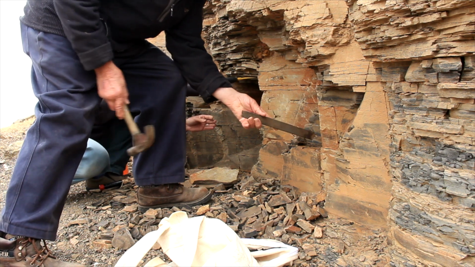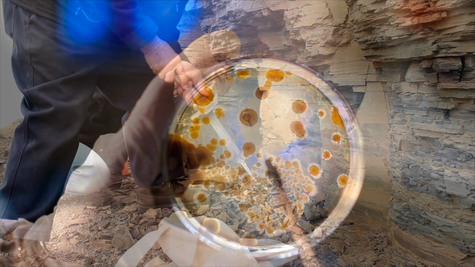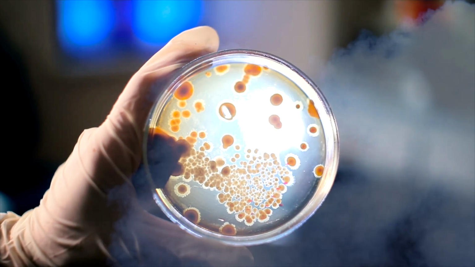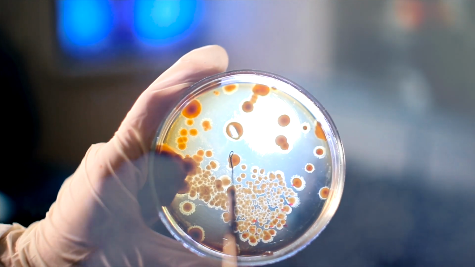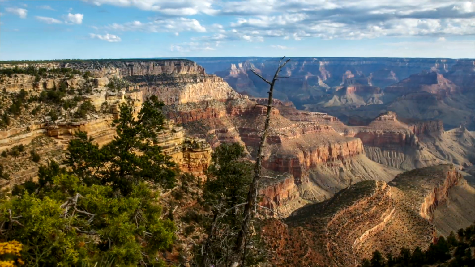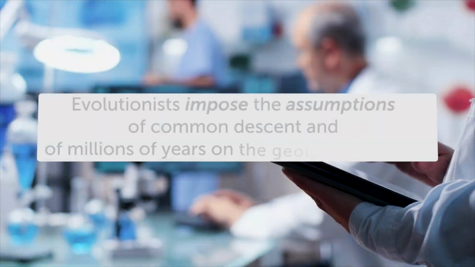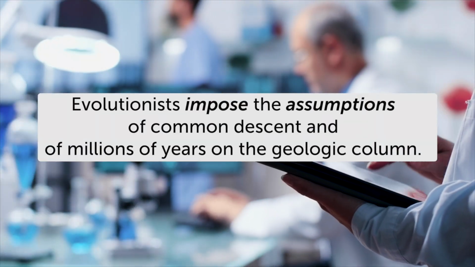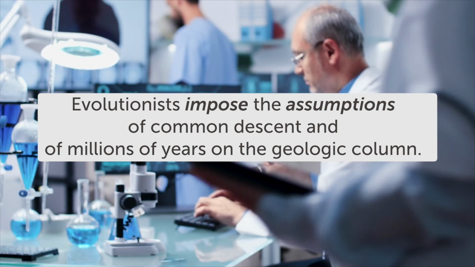Concerning this column, evolutionists correctly point out that it has a sequence of fossil-containing rock layers. But then they ask us to imagine that the plants and animals that left these fossils descended from a bacteria-like common ancestor. Evolutionists claim the geologic column shows millions of years of common descent. In reality, evolutionists impose the assumption of common descent and of millions of years on the geologic column. So how are we to interpret the geological column?